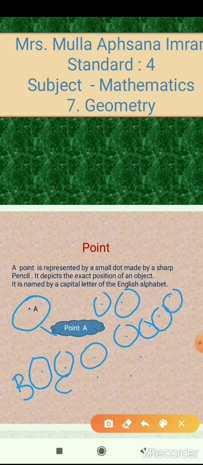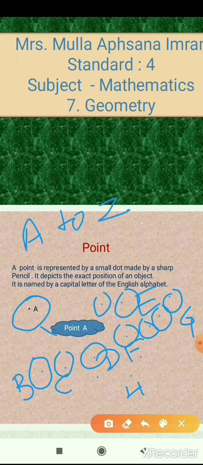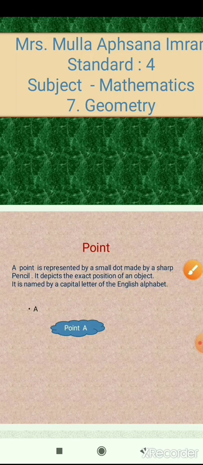Here we can read C. Here we denote D, E, F, G, H. For naming, we use a capital letter of the English alphabet, A to Z. We can use any capital letter from A to Z to denote the point. Point means what? We can represent it by a sharp dot.